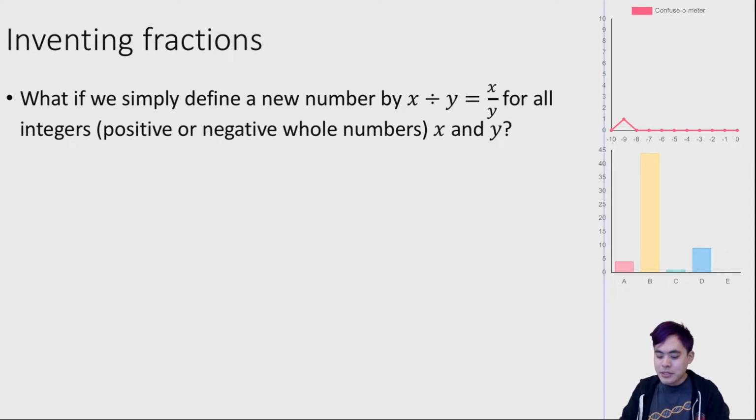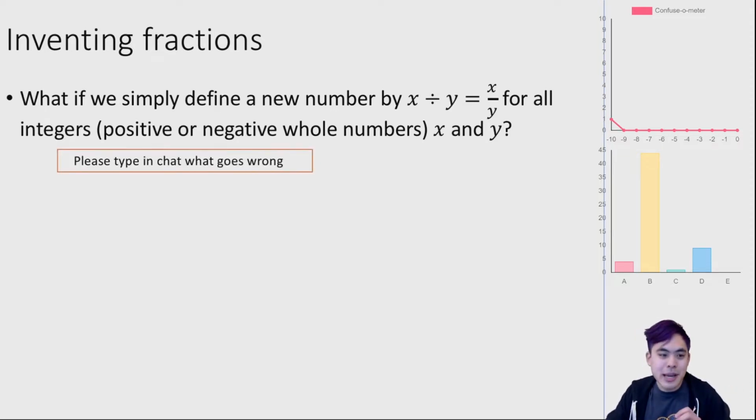So what if we simply define a new number by x divided by y is equal to x over y for all integers x and y? Integers are positive or negative whole numbers, or 0. So what we're going to do is just define new numbers that look like this. Please type in chat what goes wrong.